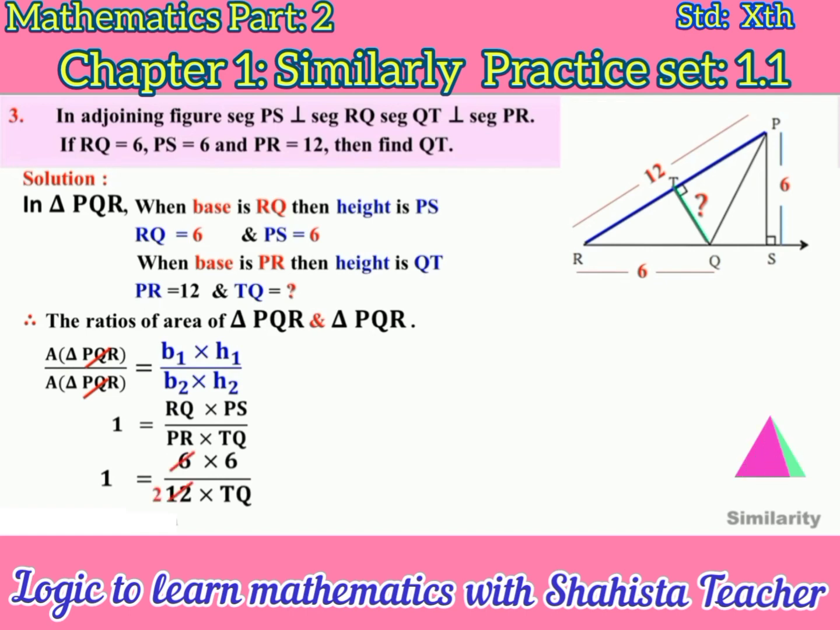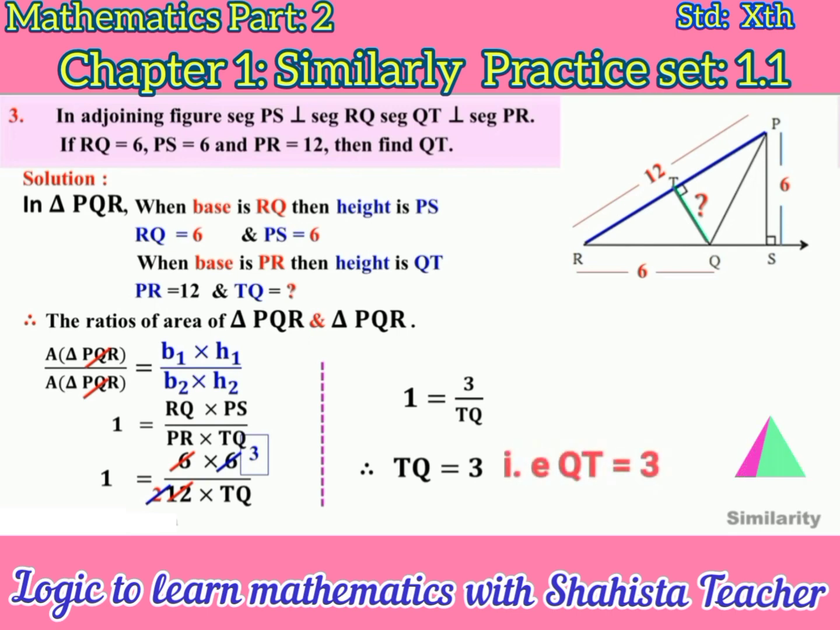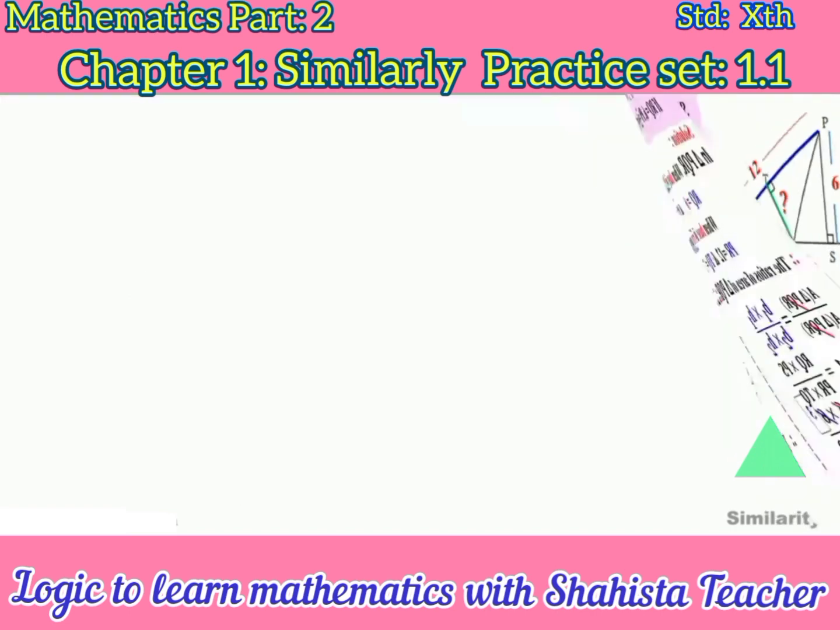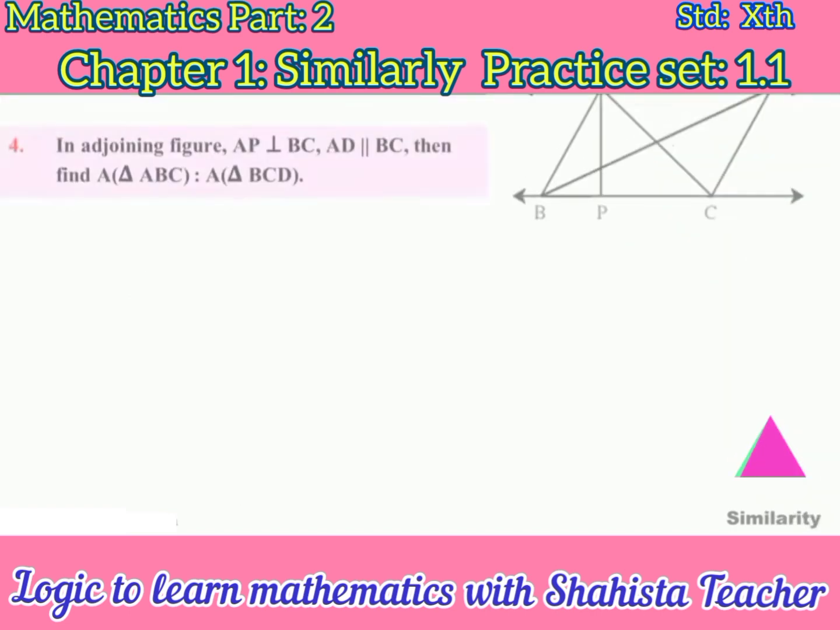Now again one more time: 2 ones are 2, 2 threes are 6. Here we will divide all. See the blue color division? So 1 is equal to 3 upon TQ. So here we will write 1 is equal to 3 upon TQ. Now TQ will shift, so TQ is equal to 3. TQ multiplied by 1, TQ is equal to 3. TQ is nothing but QT, so QT is equal to 3. Is that clear? So simple and easy to solve question number 3.